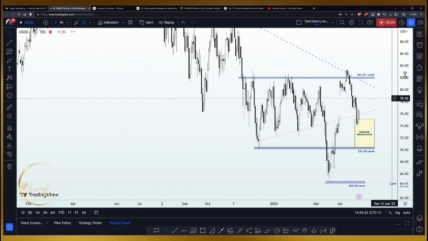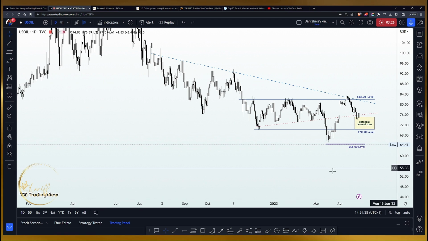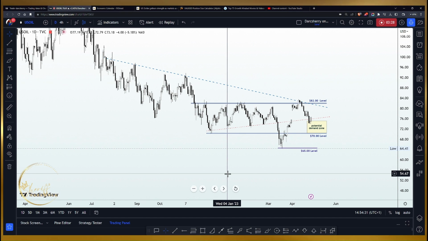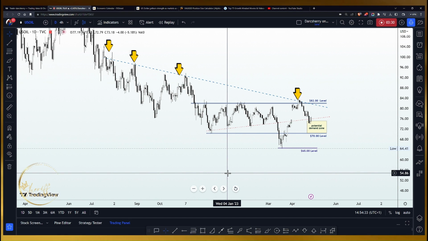If I zoom out a little bit here, you will see that since the second half of last year, price action has actually been bearish in this market, and the trend line you can see on your screen further emphasizes the importance and strength of the sellers at this point in the market.